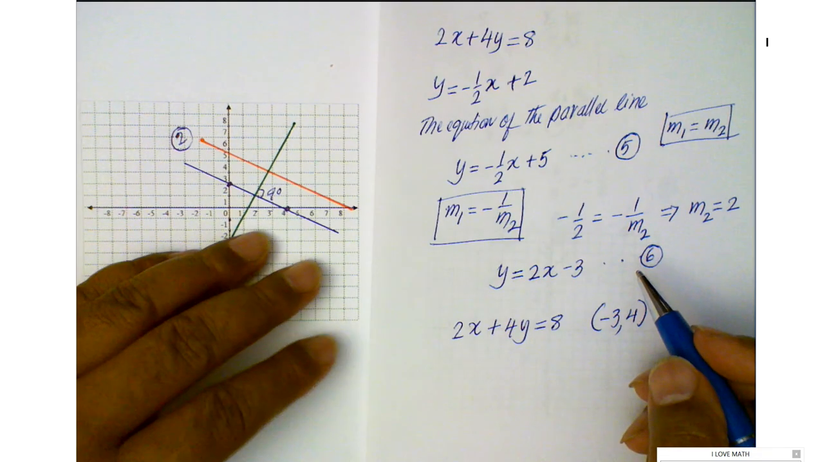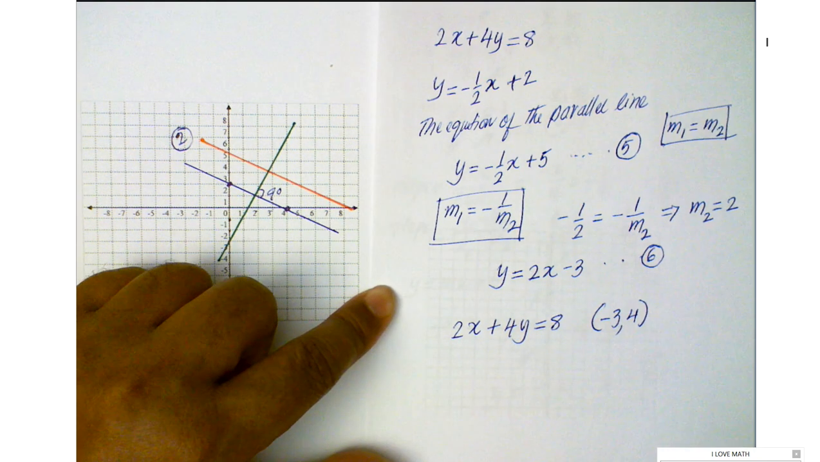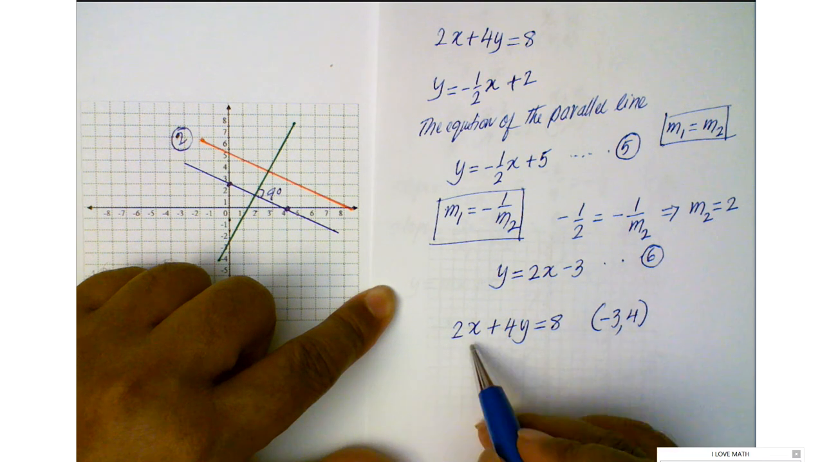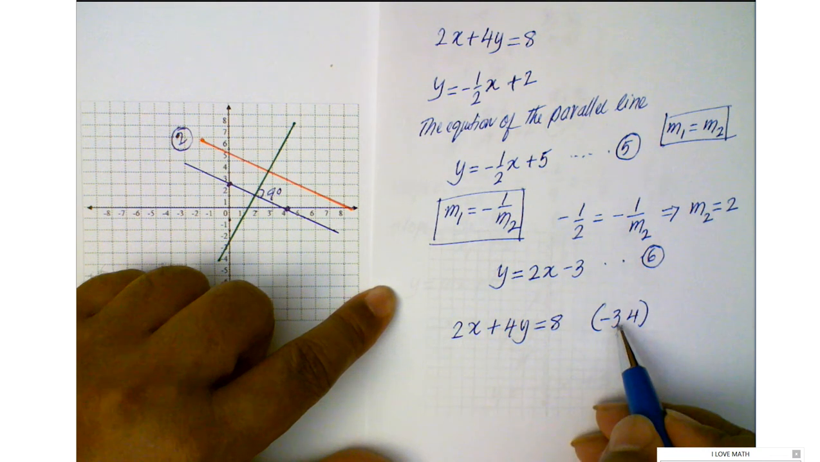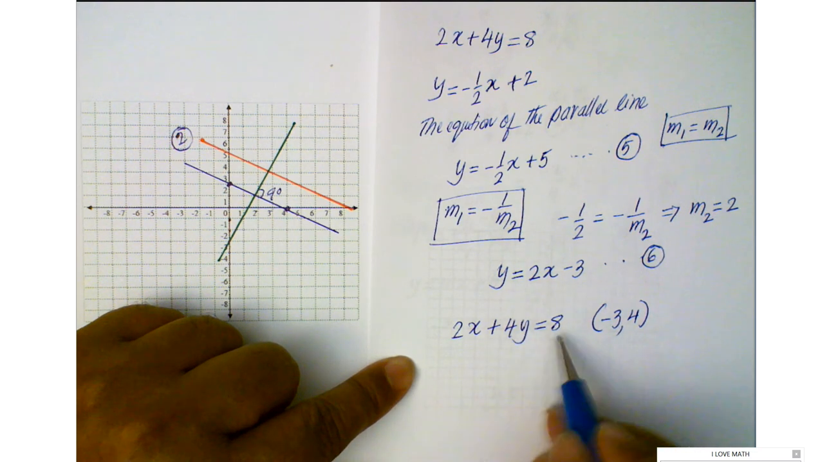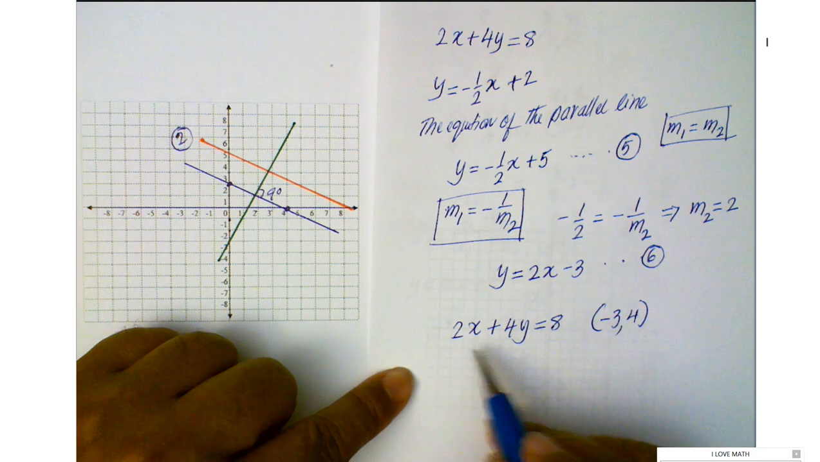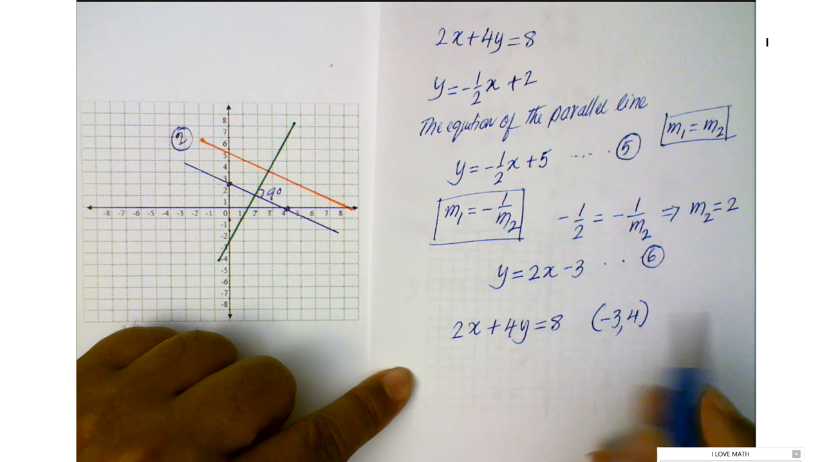Okay, so if negative 3 and 4 is on this line, then if I put negative 3 for x and 4 for y, they must be equal to 8. That means these 2 points will satisfy this equation.